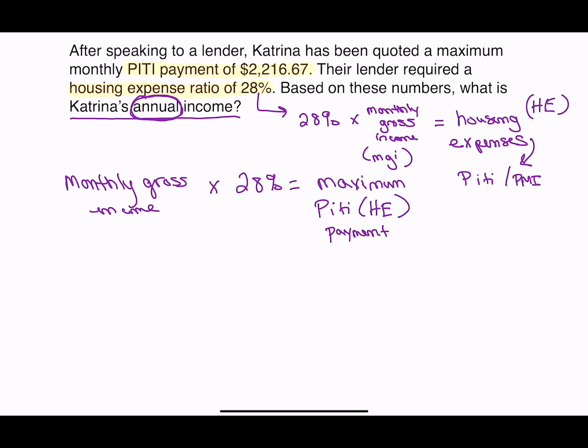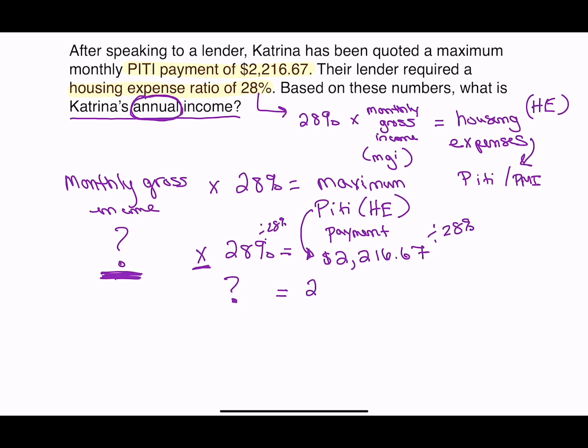So let's do it. Well, our monthly gross income, we don't know that. But we do know the 28%, and we know what our final answer is, the $2,216.67. So we do a little pre-algebra. We've got to find out what this question mark is. And to do that, if we multiply it over here, we've got to divide to get rid of it. So our answer is going to be $2,216.67 divided by 28%.